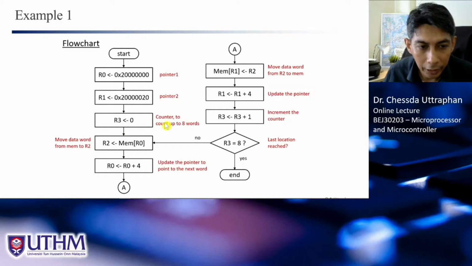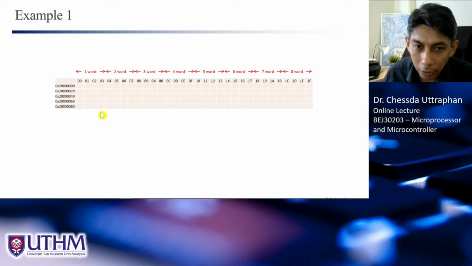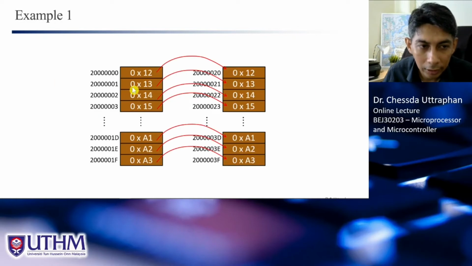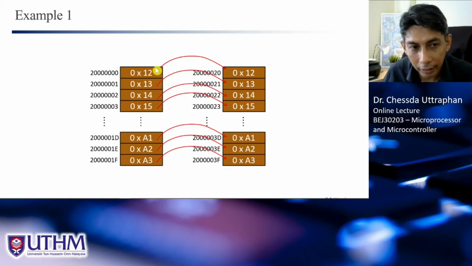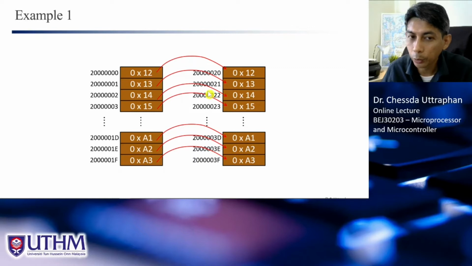So in this case, we use word. And now we move the data from memory to R2, right? Because in ARM microprocessor, you cannot move directly from memory to memory, right? You need to load the data to the register, and from the register, you send to the new location in the memory, remember? So you need to load the data first to the register.